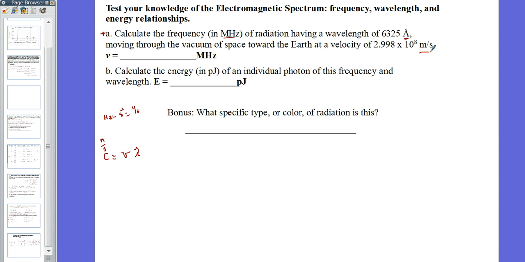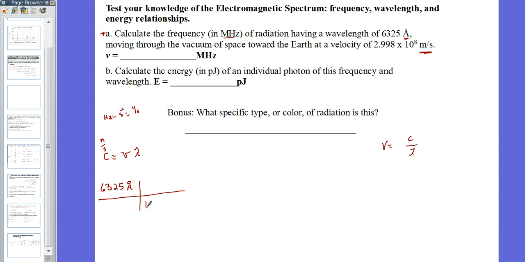Well, you've got meters per second for speed, so you're really asked to solve for nu right here, the V looking thing. So nu equals c over lambda. But you can't do the division and get frequency in hertz until you have the wavelength in meters. So you need to do one step first. Convert your 6,325 angstroms to meters.